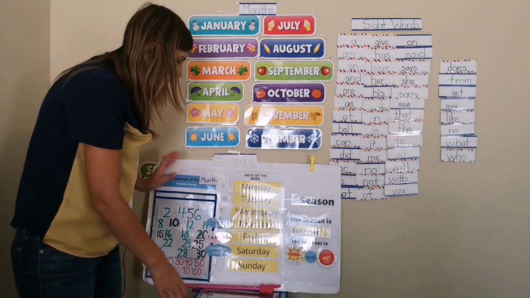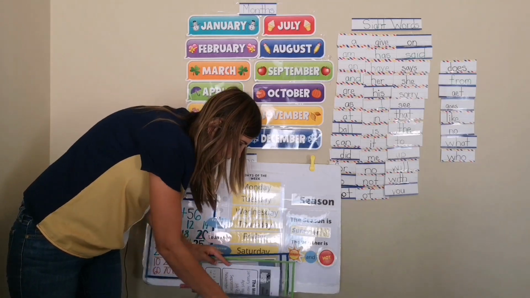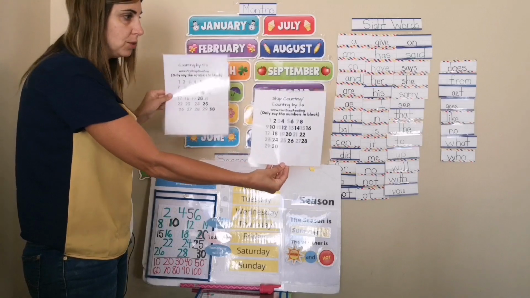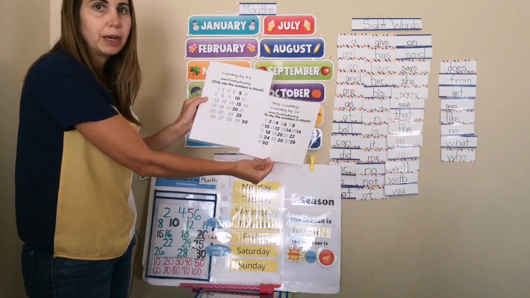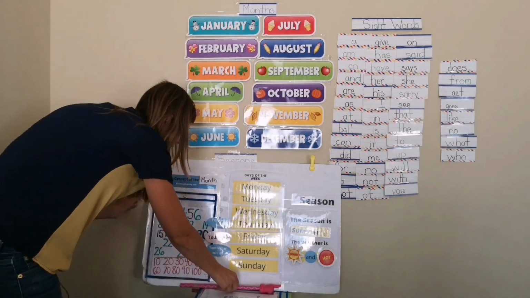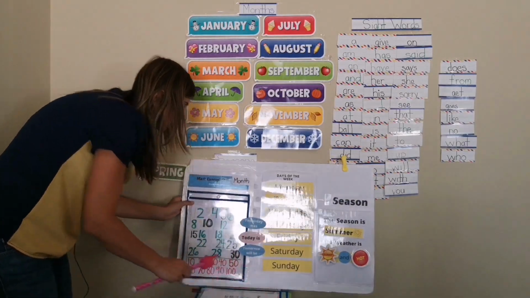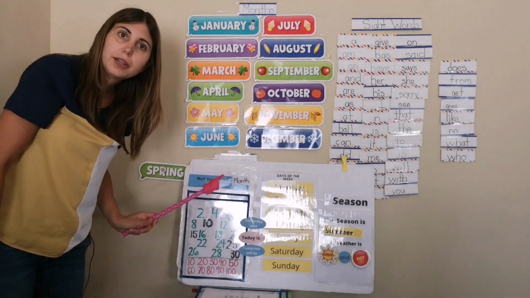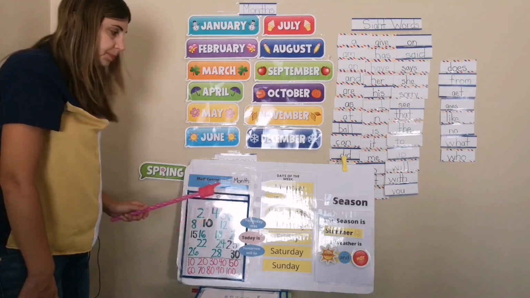For math, the first thing we're going to do is counting by twos and counting by fives. So if you have your counting by twos and your counting by fives, you can take them out now and you can read the numbers in black. If you don't have those, you can read it now with me. The twos are in green, the fives are in black. Okay, we're going to get started.